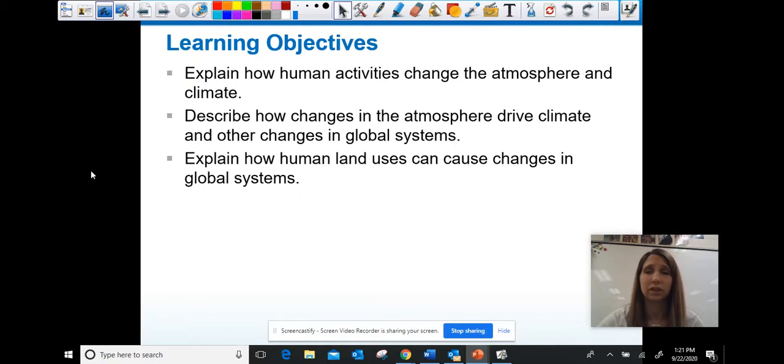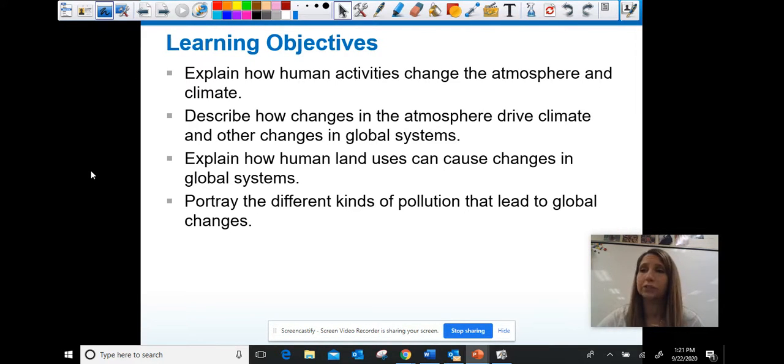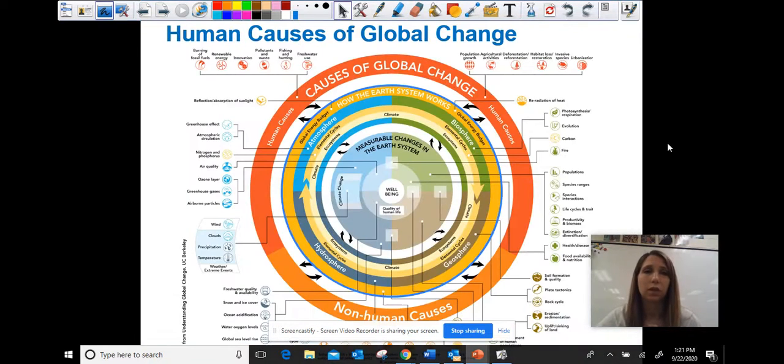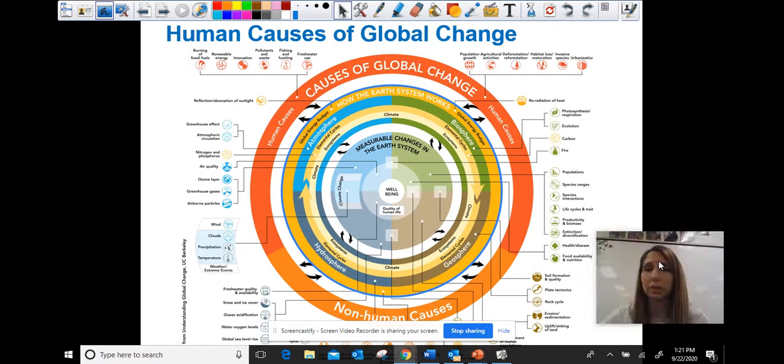The objectives are wide ranging for this section. So the ones that we're going to look at specifically deal with the atmosphere, or the gaseous composition that surrounds the earth and our biosphere. The land uses and different types of pollution leading to global changes will come into play more tomorrow with part two. So this is an image that was provided by the textbook.